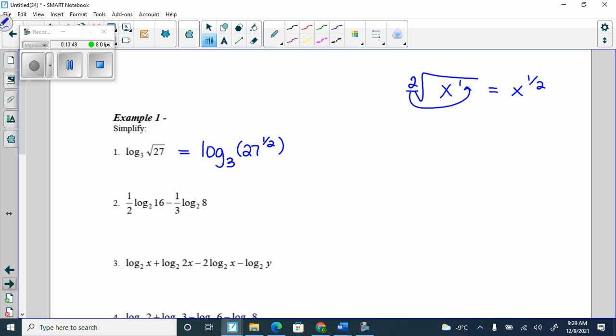All right. So now I can actually take that 1/2 and drop it in front, because I don't know 3 to the what power is 27 to the 1/2. I can't do that, correct? But if I take the 1/2 and drop it in front, I do know 3 to what power is 27. What's that going to be? 3. So I actually get 1/2 times 3, which is 3/2.